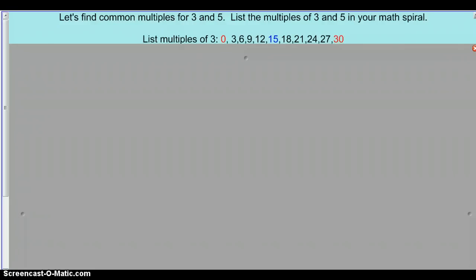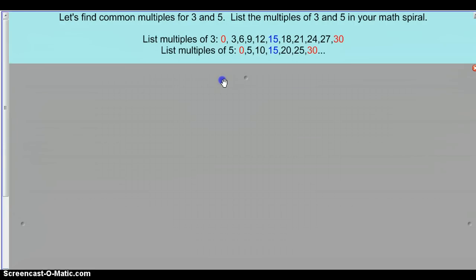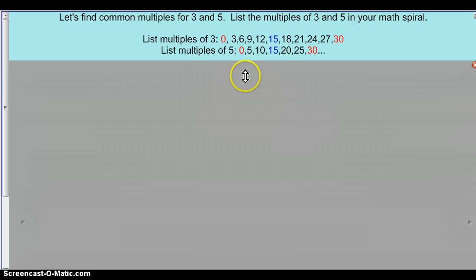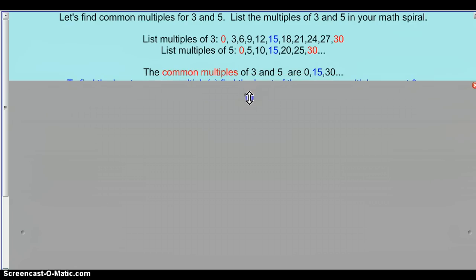We already did 3 for another problem, so I used it again. You'll find that this is common in your work, so don't ever erase your multiples. Next, I do them for 5, which was very simple. And I find the common multiples of 3 and 5 are 0, 15, and 30. The least common multiple is 15.